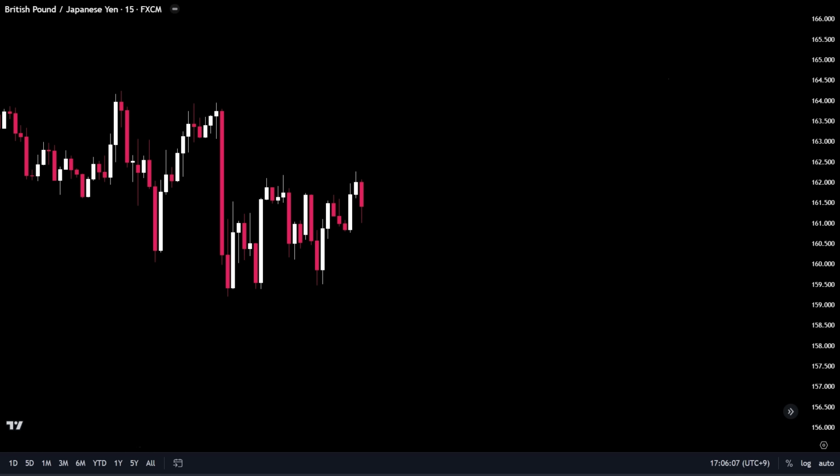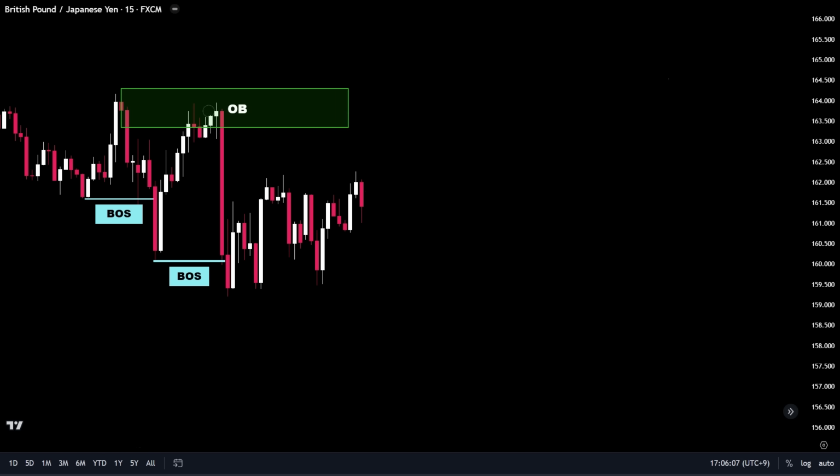Here we have the GBP/JPY 15-minute timeframe chart, where we can see the following price action. As you can see, price is in a downtrend and has created a series of BOSs to the downside. We can see that price, after mitigation of the previous order block, sharply declined and formed a break of structure with two large red candles, leaving behind a significant inefficiency.